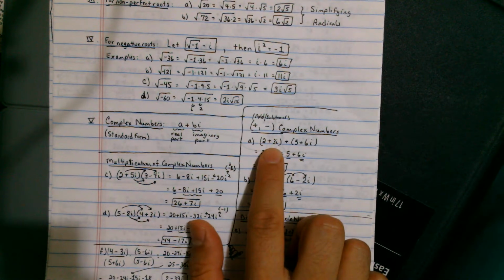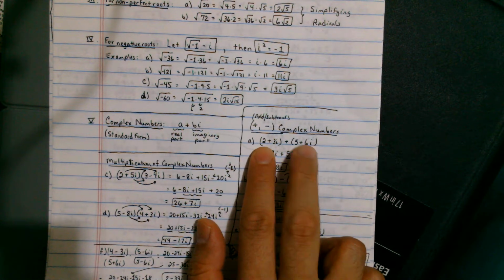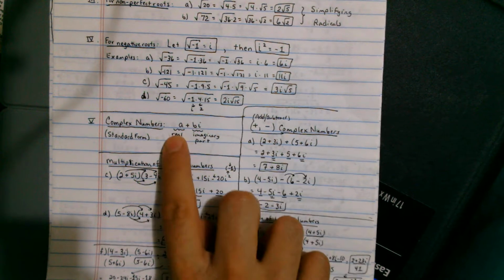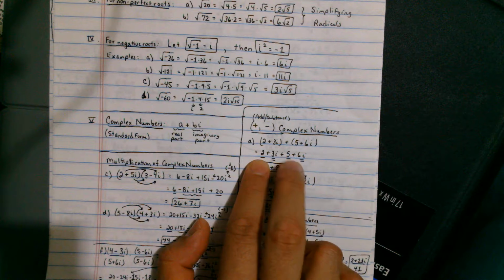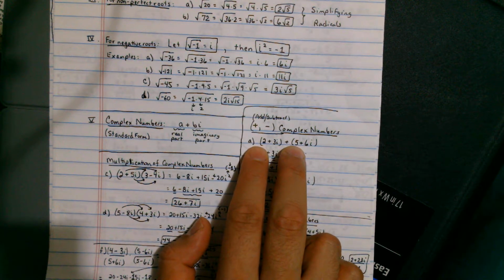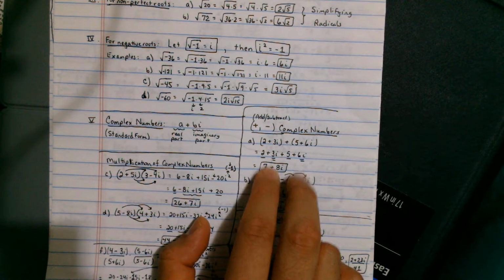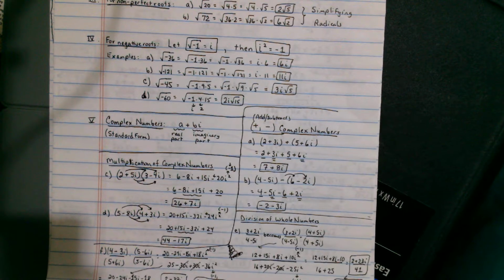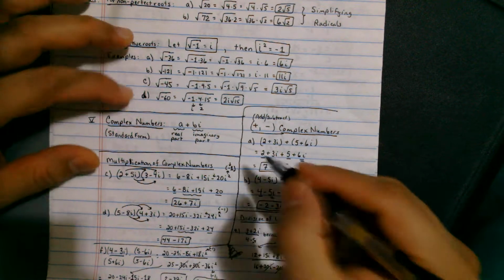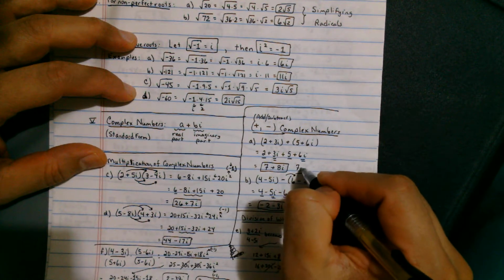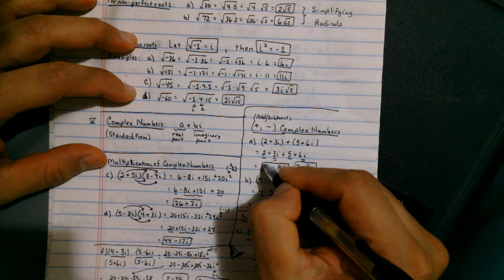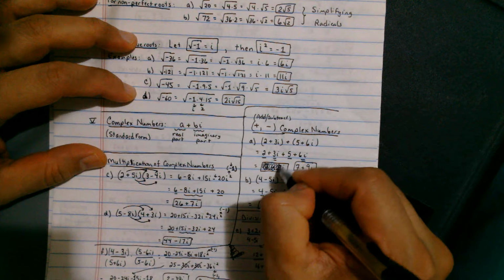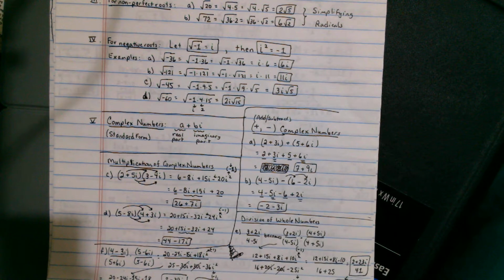To add or subtract complex numbers, essentially what you're doing is combining the real part. Again, the real part is the number that has no i, and the imaginary part is the part that has i. So pretty much combine like terms. You add the part that's real, you add the part that's imaginary. So 3i plus 6i. Jeez. 3i plus 6i is not 8i, it is 9i. Okay? So 3 plus 6 is not 8, it's 9.